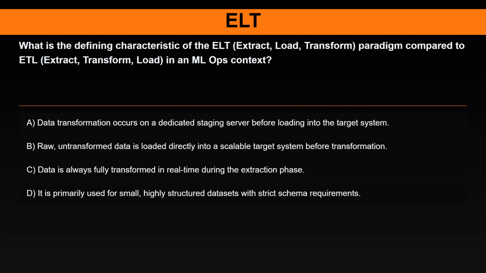Question 25. What is the defining characteristic of the ELT, extract, load, transform paradigm compared to ETL, extract, transform, load in an MLOps context? Option A. Data transformation occurs on a dedicated staging server before loading into the target system. Option B. Raw, untransformed data is loaded directly into a scalable target system before transformation. Option C. Data is always fully transformed in real time during the extraction phase. Option D. It is primarily used for small, highly structured datasets with strict schema requirements.